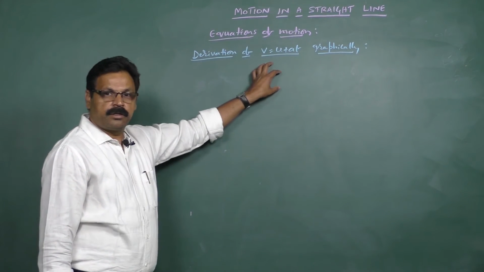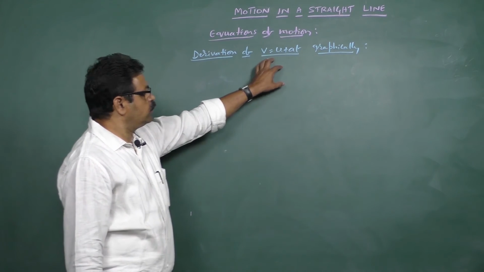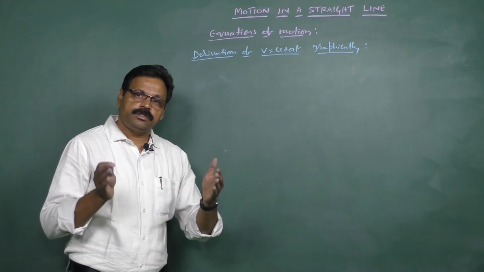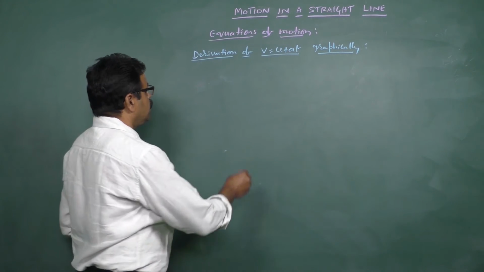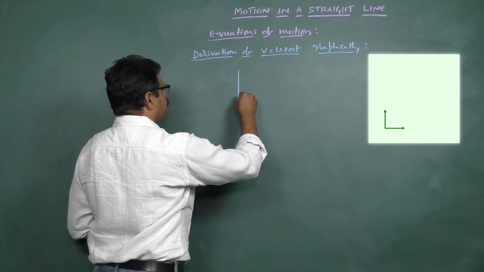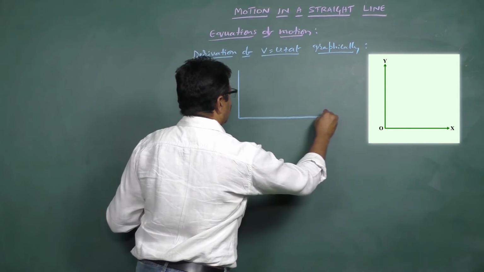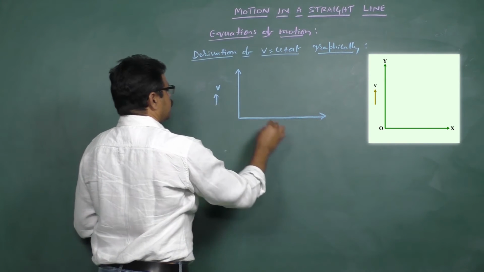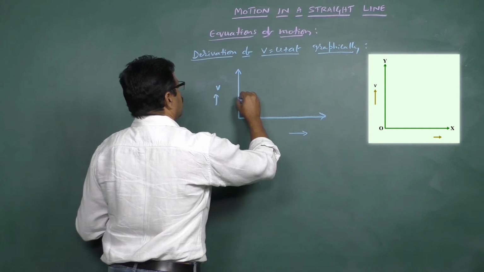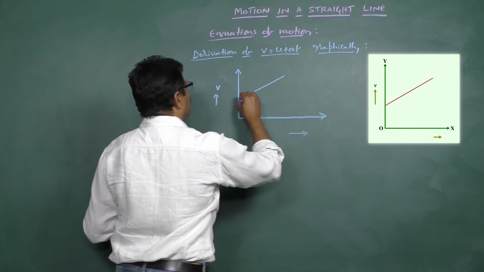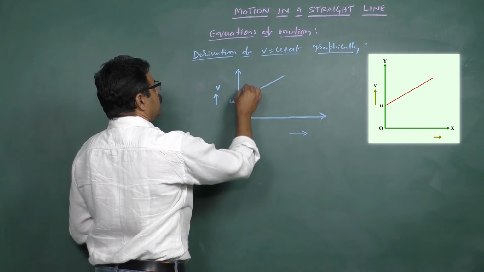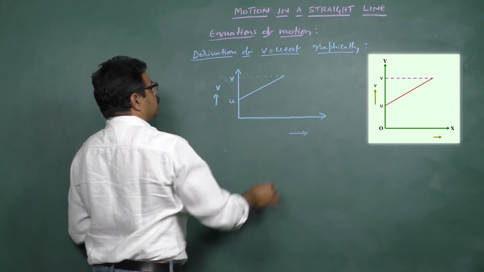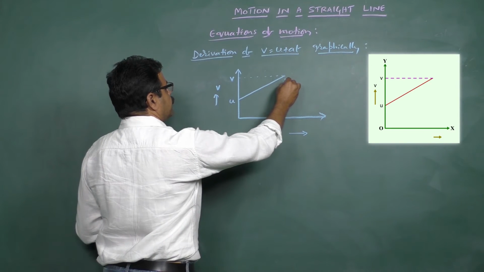Now we'll define the first equation of motion, that is v is equal to u plus at, graphically. Here, let us consider a body moving with an initial velocity u and reaching a final velocity v after time t. If I draw the vt graph for that, it is going to be a straight line starting from some point, because it has an initial velocity u and reaches a final velocity v here, and the time taken for that is going to be t.